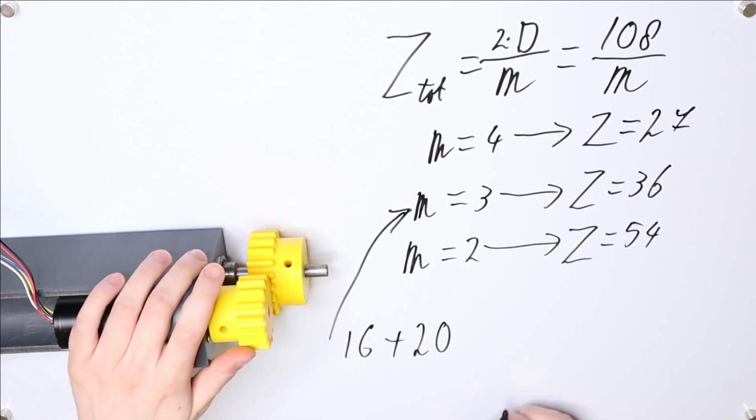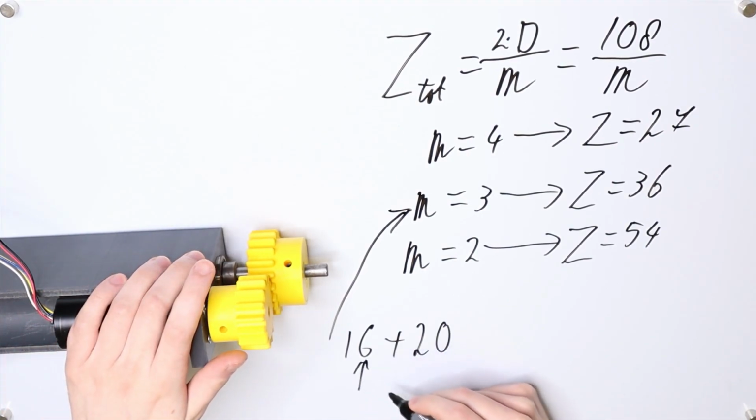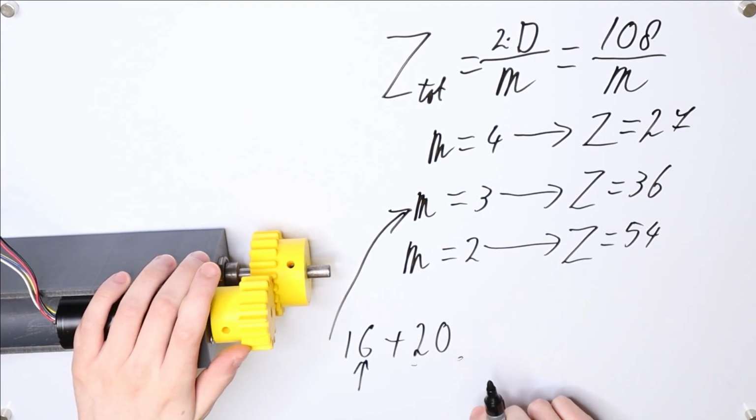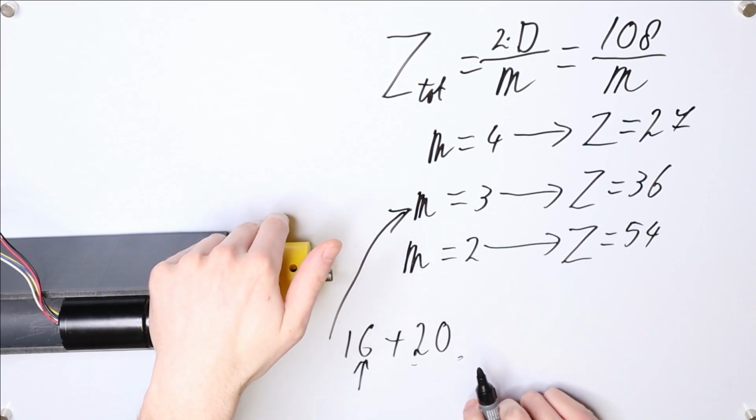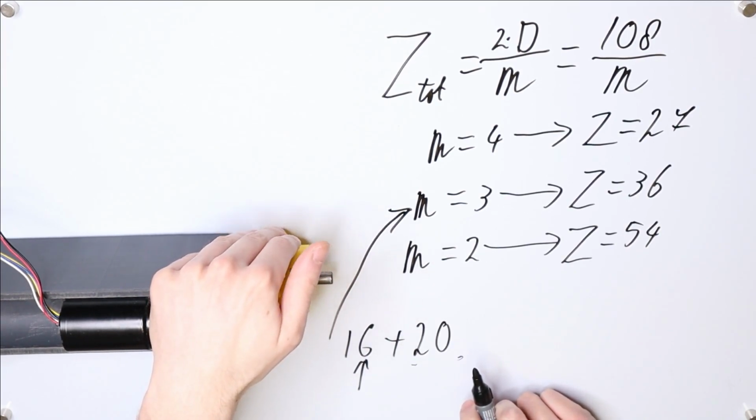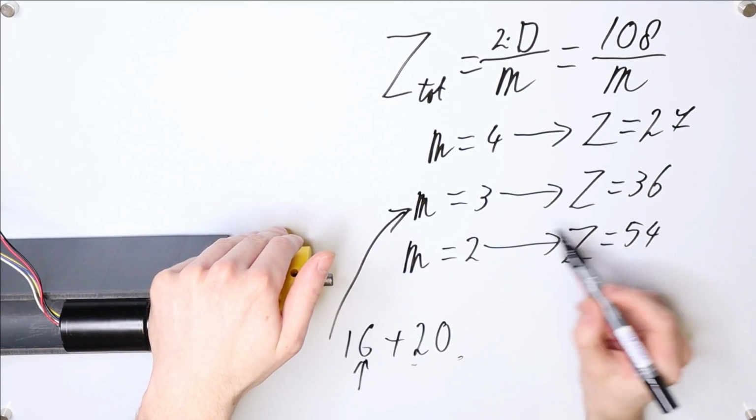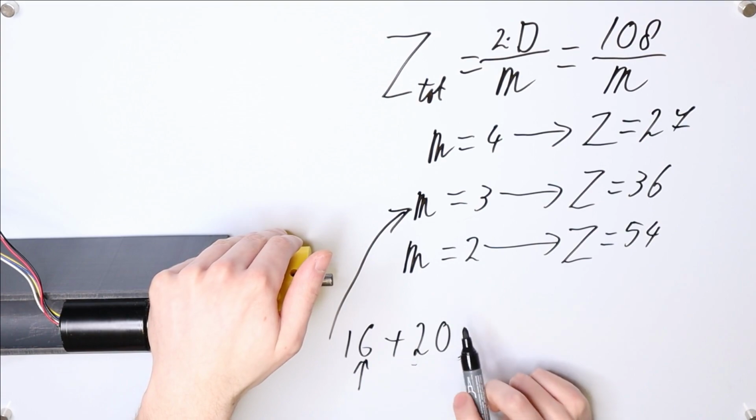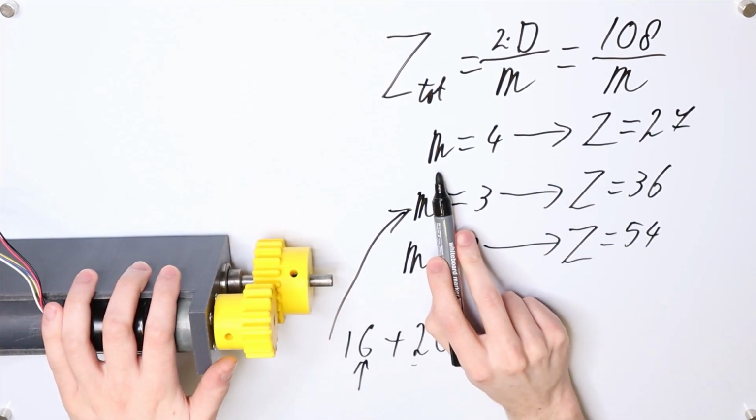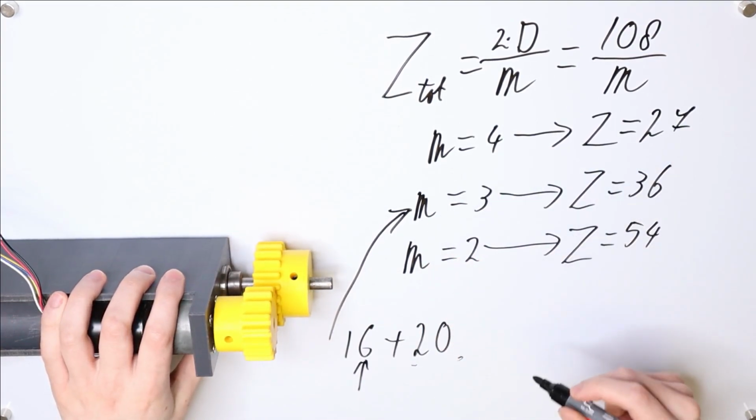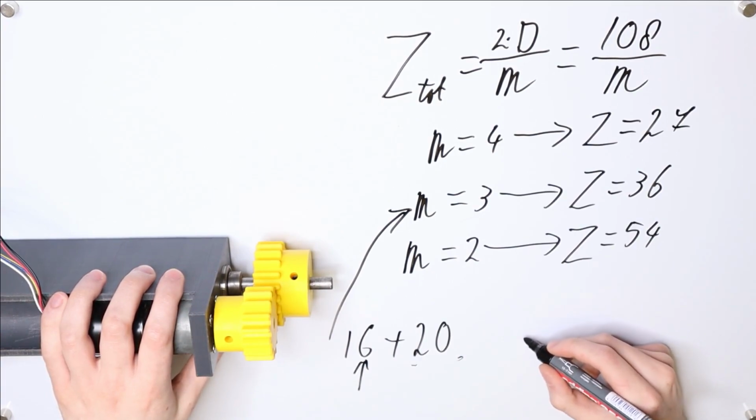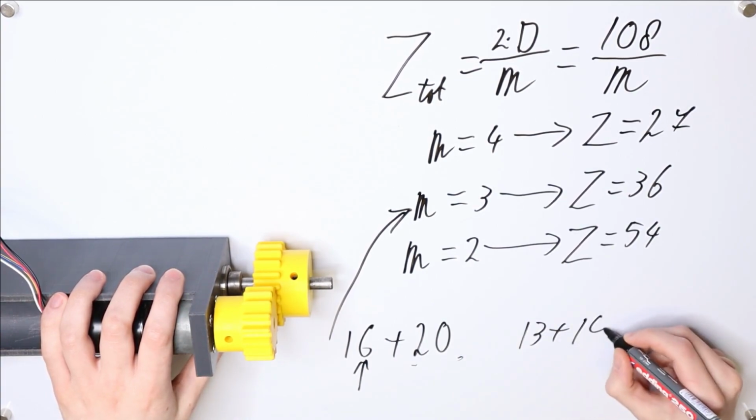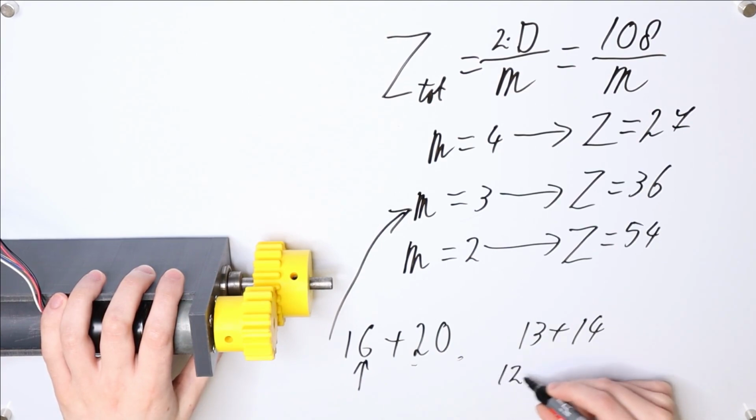And as we've seen in the previous slides, a 16 tooth gear has a little bit of undercutting, and a 20 tooth gear has no undercutting at all, at least not for the 20-degree pressure angle that we have here. So a module 3 would have the largest teeth that I can get away with while having only a little bit of undercut. If I went for the module 4 gear, then I would have something like, let's say, 13 plus 14 teeth, or perhaps 12 plus 15 teeth.